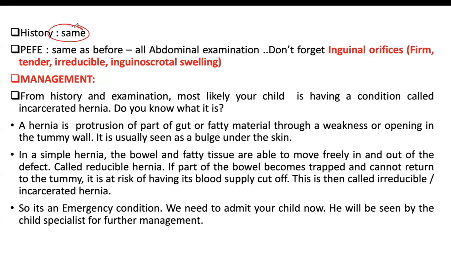If you have some time, ask, was there any time that it was able to move forward and backward? Or you can also ask, did you ever notice that it comes and goes? Especially, did you notice that it goes away when he lies down, and when he stands, it just comes outwards? So we just want to know if it was a reducible hernia that the mother noticed, and now it has become an irreducible hernia.